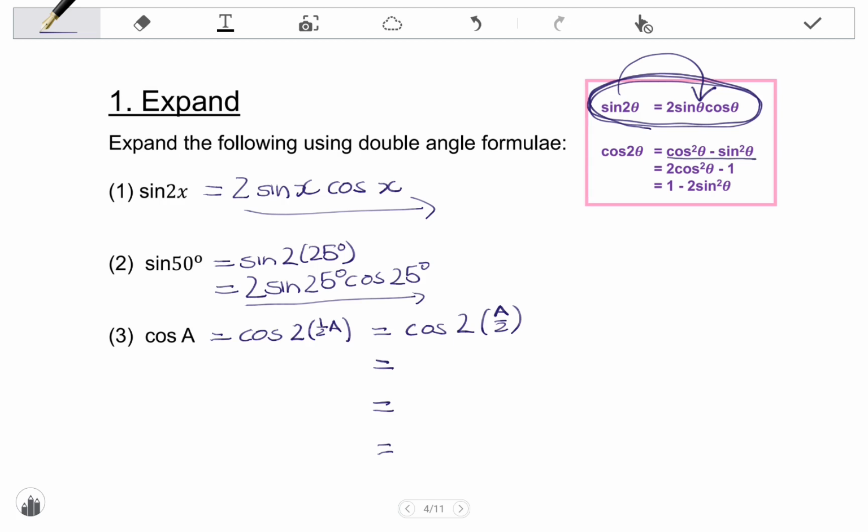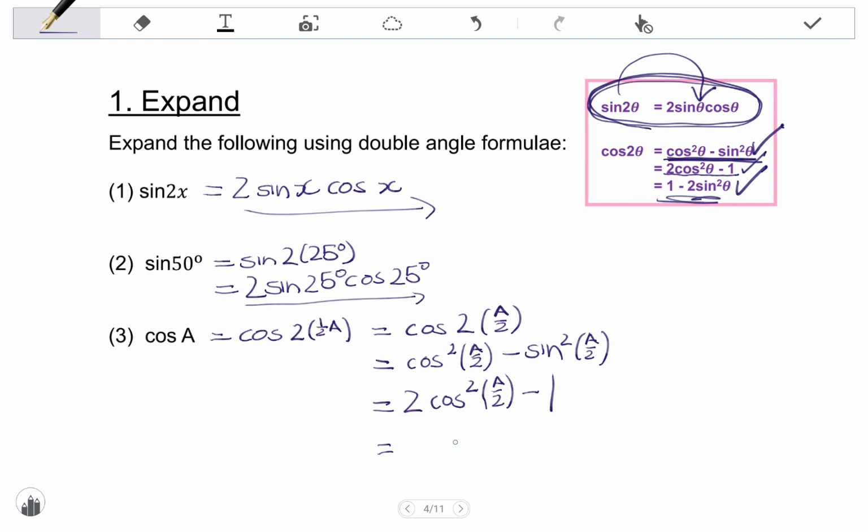Okay, if I go according to the first option, this would expand to cos half the angle, which is A over 2 squared, and then minus sine half the angle, which is A over 2 squared. Okay, if I were to choose to expand it according to the second version, that would go to 2 cos of the angle, which is A over 2 squared, minus 1. The third option would be 1 minus 2 sine of the angle, or half the angle, which is A over 2 squared, and that would be the third option.